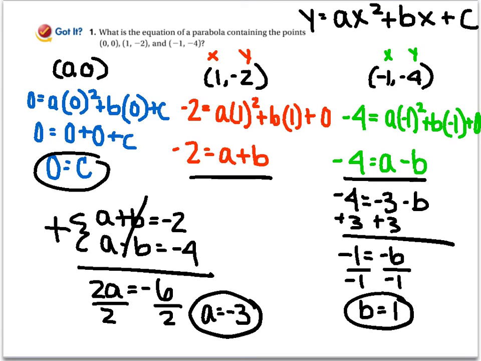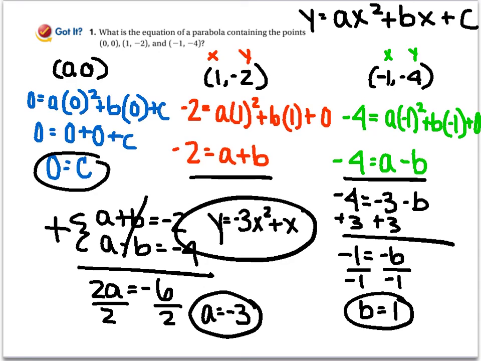Use a, b, and c to write your standard form. Anybody want to write the standard form for me? Killian? Y equals negative 3 times x squared minus 1x. What'd you say about the x? Negative 1x. Is it negative or positive? Look at your b value. I have a negative. It's positive. Oh. It should be positive. So we're going to do plus x and plus 0 if you like, or just leave it like this because you don't need the 0.